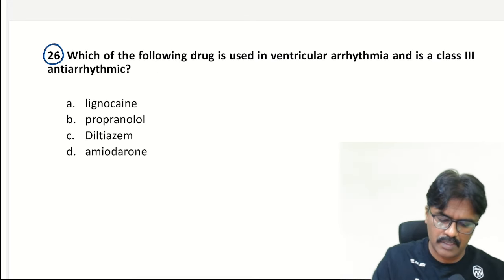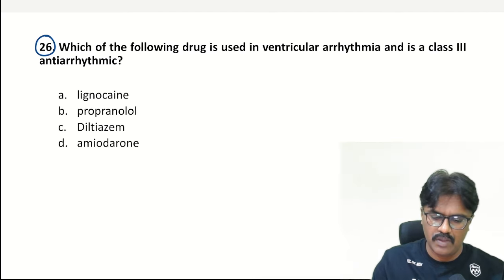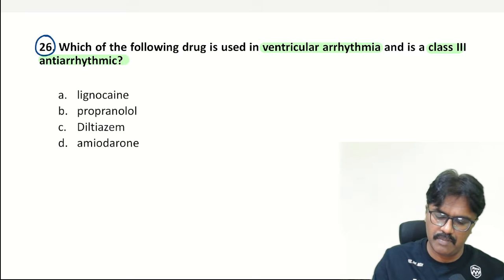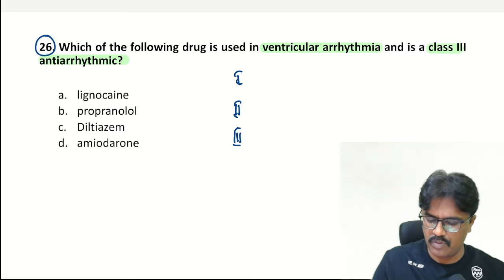Question number 26. Which of the following drugs is used in ventricular arrhythmia and is a class 3 antiarrhythmic? How do you remember classes of antiarrhythmics? Remember, there are 4 classes: 1, 2, 3, 4.